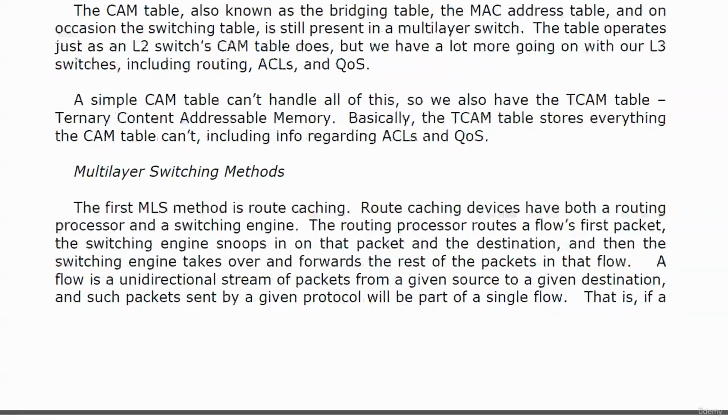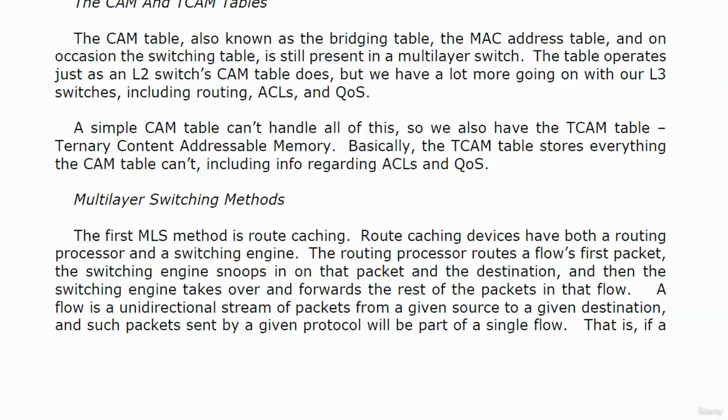Now, a couple of multi-layer switching methods I want to talk about here. The first one being route caching. Route caching devices have a routing processor and a switching engine. And the routing processor routes a flow's first packet.